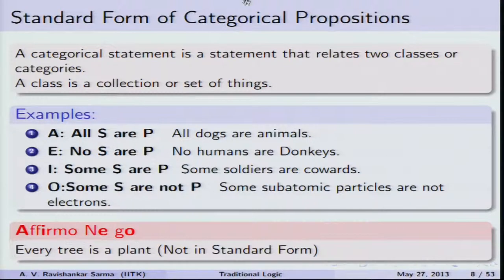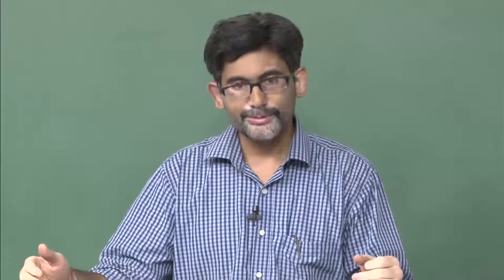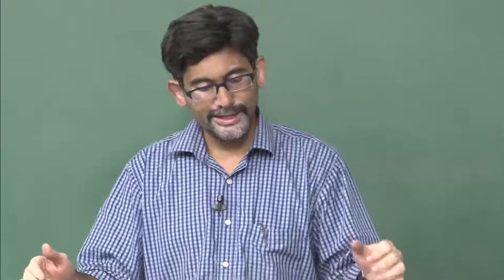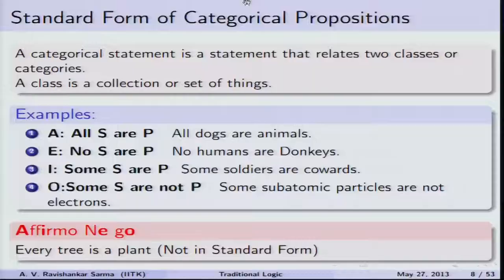So lots of mnemonics are used in understanding this particular kind of thing, based on what the categorical proposition is trying to achieve, the quality of the categorical proposition. A and I propositions are affirmative and E and O propositions are negative. As this mnemonic says, affirmo nego, you need to see the vowels in these two words. The first vowel is A, that means A proposition, and the second vowel that you find is I. A and I propositions are affirmative, that's why affirmo, and E and O propositions are negative.